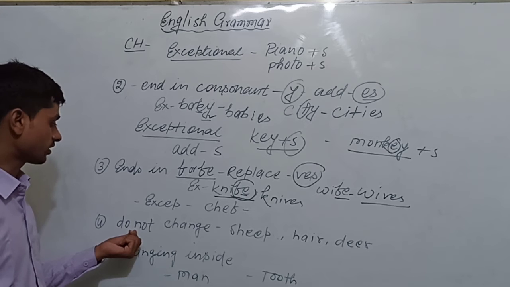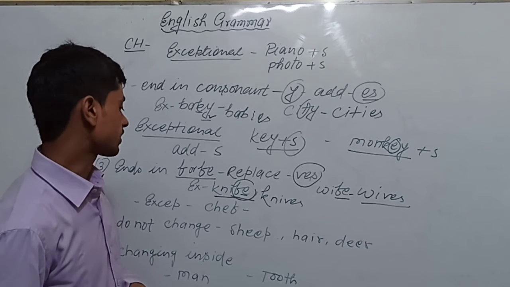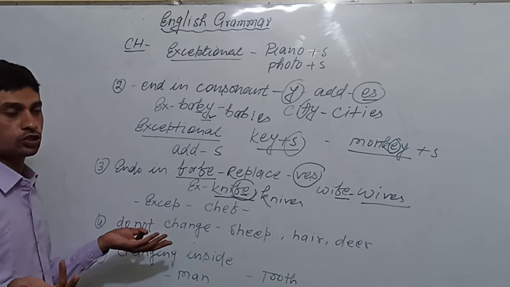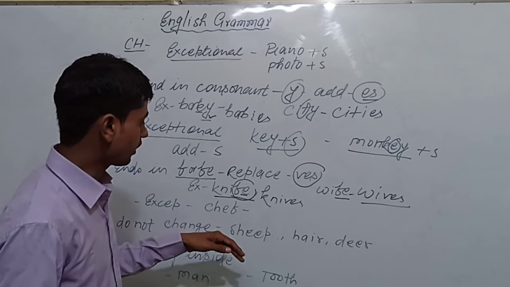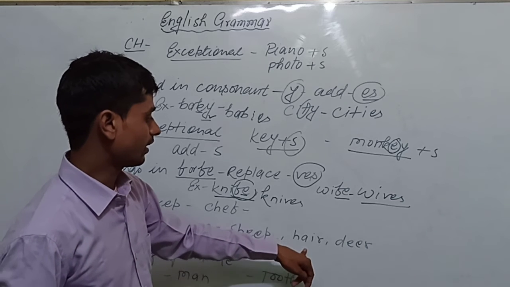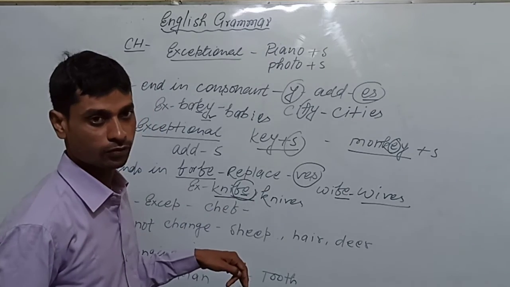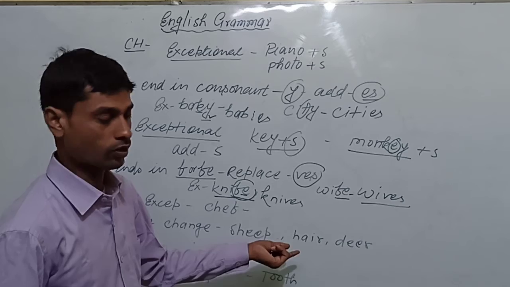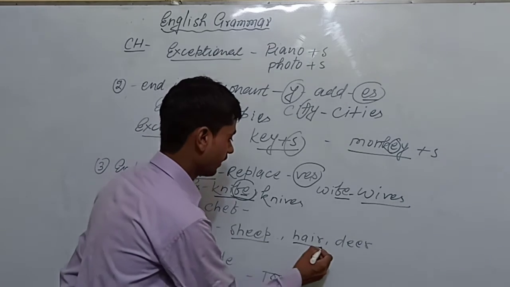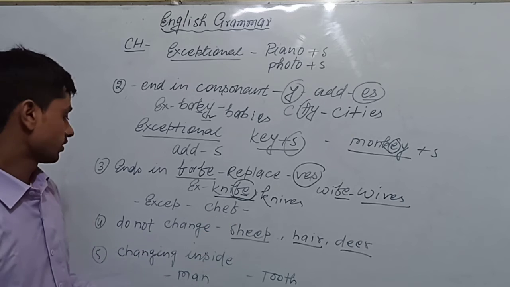Now next formula: some words we don't change. Some words are the same in both singular and plural situations. They are the same. Sheep, hair, deer, and these words are exceptional, which are both singular and plural words. Sheep, hair, deer, these words can't be changed.